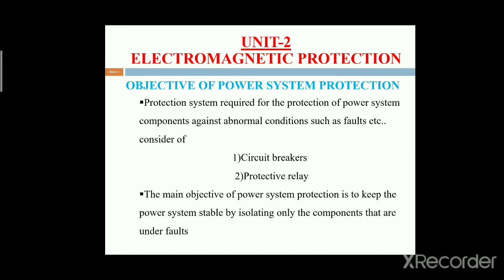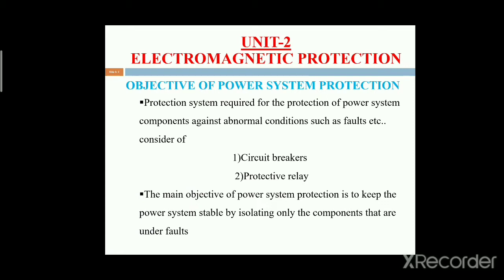Why are we using protection systems in the case of a power system? In a power system, if any abnormal conditions are obtained, in that case we use the protective systems, such as the circuit breakers and the protective relays. The main objective of power system protection is to keep the power system stable.